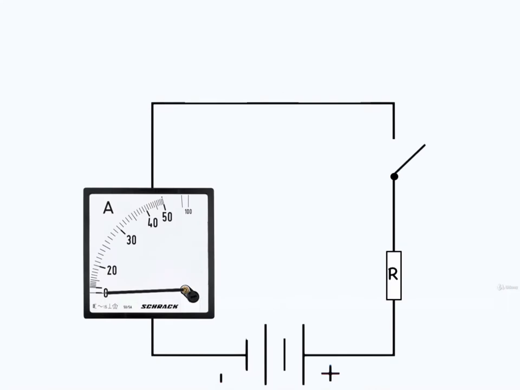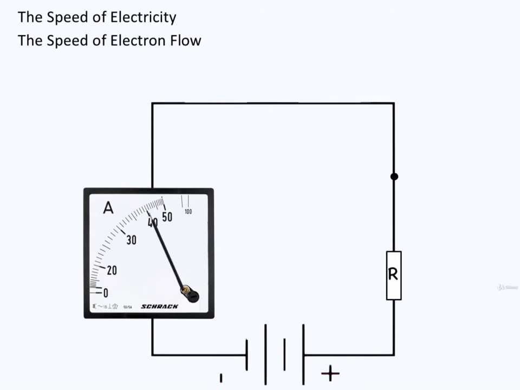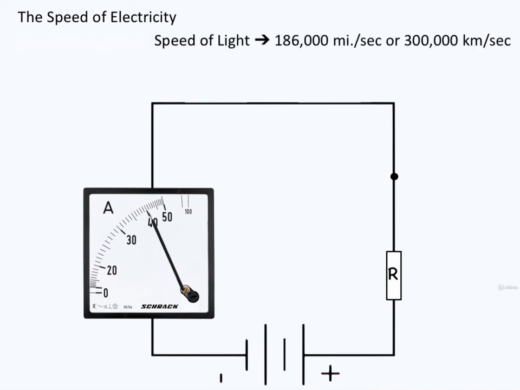Keeping this concept in mind, I would like to explore and compare the speed of electricity and the speed of electron flow. Looking at this example of an electric circuit made up of a battery and a resistor and a switch. If we close the switch, there seems to be an instantaneous movement of electrons at every point in the circuit. However, this is not quite instantaneous, but it is very close.